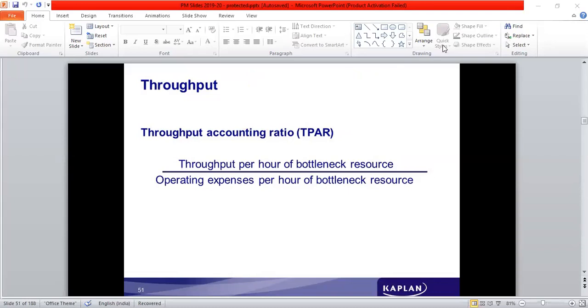we see there is one more formula which is given, which is called the throughput accounting ratio. Throughput accounting ratio is equal to throughput per hour of bottleneck resource divided by expenses per bottleneck resource. We have the revenue, that is controllable profit or throughput per unit of the bottleneck resource, divided by expense per bottleneck resource. When that is compared, what is the benefit which is derived, what is the expense which is incurred. So when it is presented, we call that the throughput accounting ratio. Throughput accounting ratio is equal to throughput per hour of bottleneck resource divided by operating expenses per hour of bottleneck resource. So that is the throughput accounting ratio which has to be calculated.